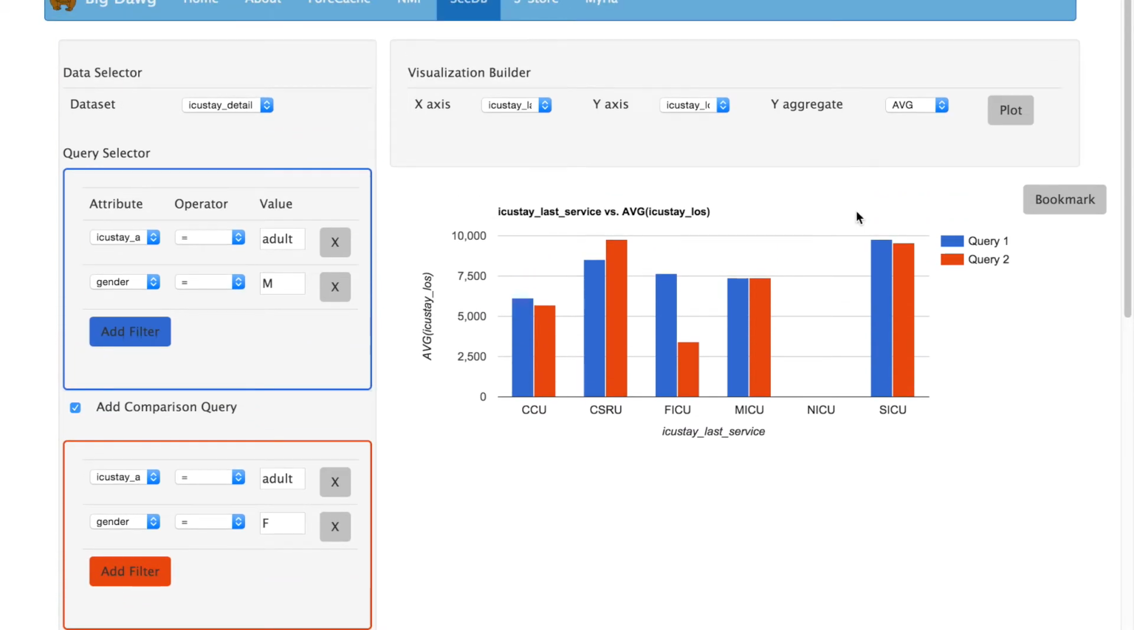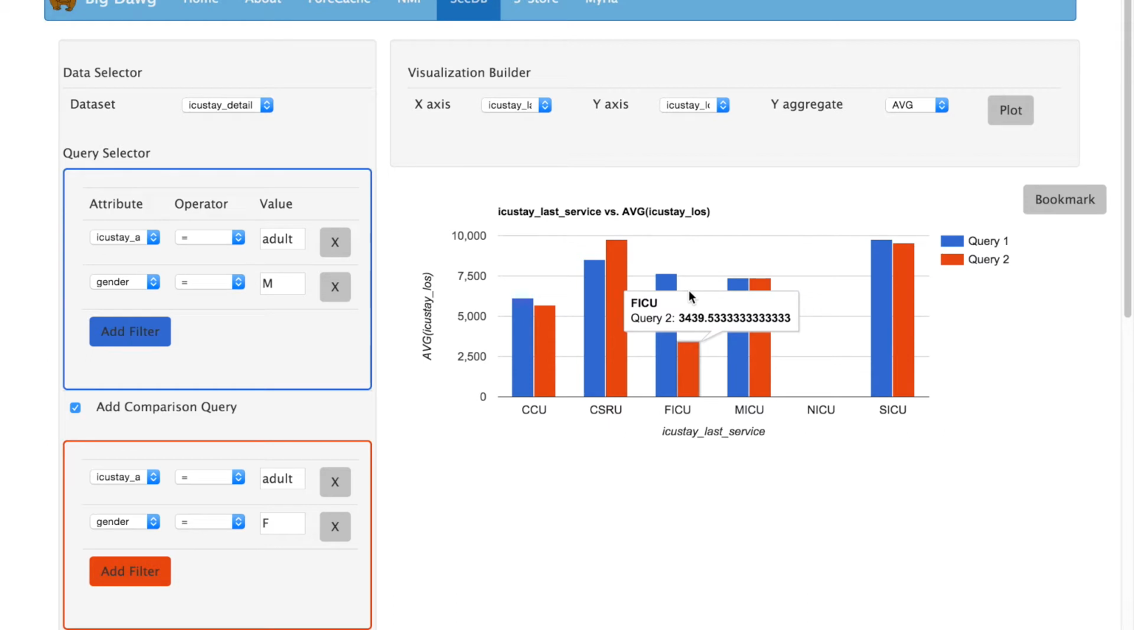So this one looks kind of interesting. It shows the average length of an ICU stay on the y-axis and what the last unit of the ICU was where the patient was admitted. So this shows that if the patients were in the CSRU, which is the cardiac surgery recovery unit, then their average length of stay is 8,000 for males and about 9,000 for females.